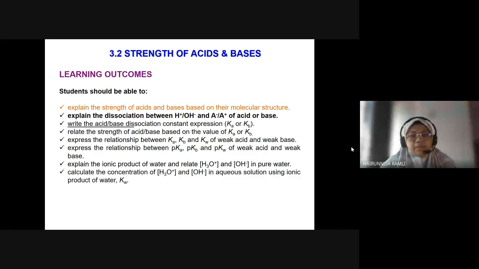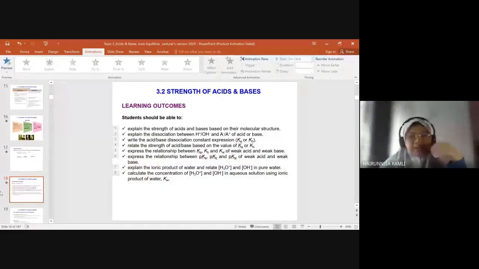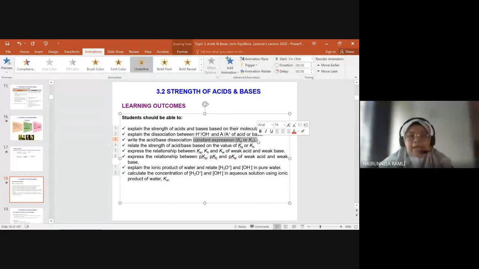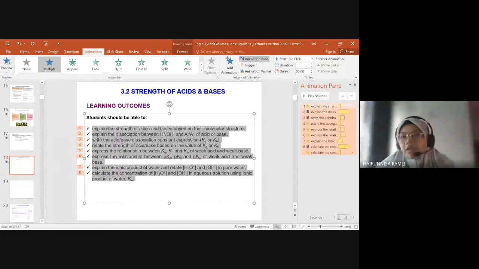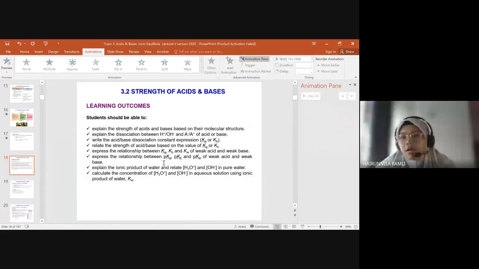And then write the acid-base dissociation constant expression of Ka and Kb. And then relate the strength of acid-base values based on Ka and Kb. If you notice here, we have the words Ka and Kb, constant expression Ka and Kb.